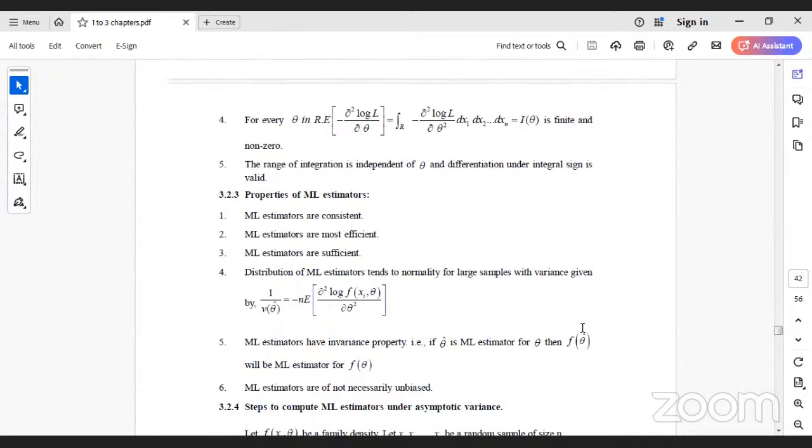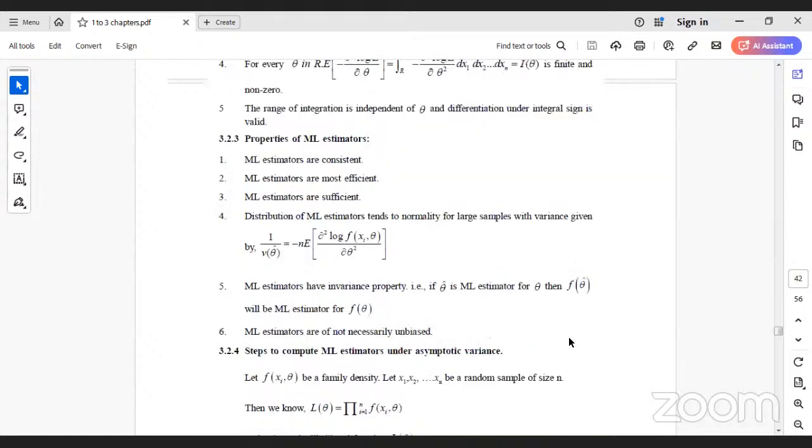Properties of ML estimators. What are the properties? ML estimators are consistent. ML estimators are most efficient. ML estimators are sufficient, consistent, and efficient. The distribution of the ML estimator tends to normality for large samples, with variance given by 1 over the negative of n times the expectation of d square log f(xi, theta) by d theta square. ML estimators have the invariance property: if theta cap is the ML estimator of theta, then f of theta cap will be the ML estimator of f of theta. ML estimators are not necessarily unbiased.